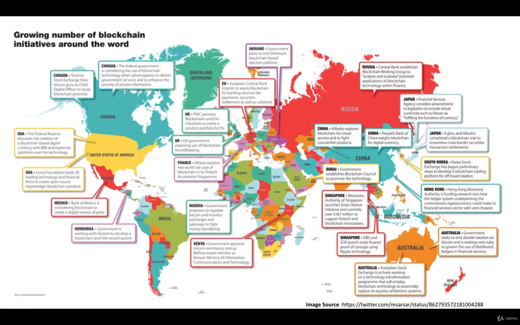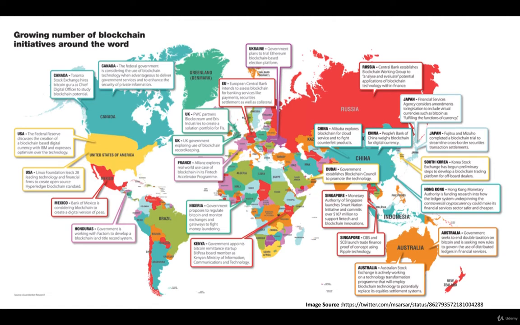So moving further to China, Alibaba is exploring blockchain for cloud service and to fight counterfeit products, which has created a menace in the online payments. And the online businesses and the supply chain and retail are impacted with the frauds, and blockchain can help to fight the frauds. People's Bank of China is looking at blockchain for digital currency.